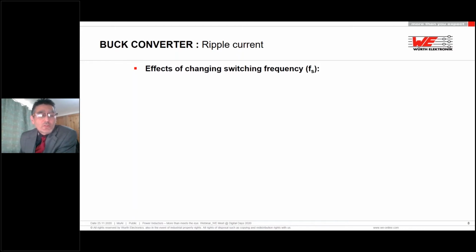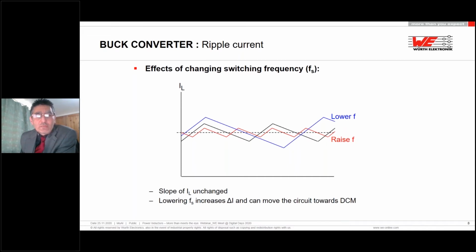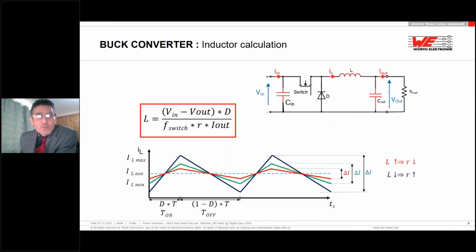So the ripple factor, delta I or r, is impacted naturally by the switching frequency of your converter, and you can play with that delta I quite nicely. If you increase the switching frequency, you drop delta I. If you reduce it, it becomes bigger. Now, the smaller, the better in terms of ripple current from an EMI point of view, from a noise point of view, saturation, all sorts of aspects.